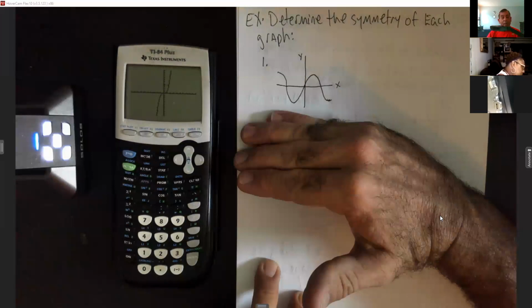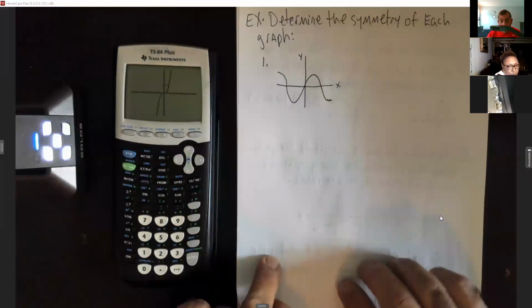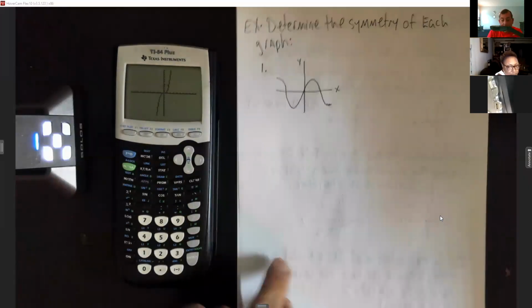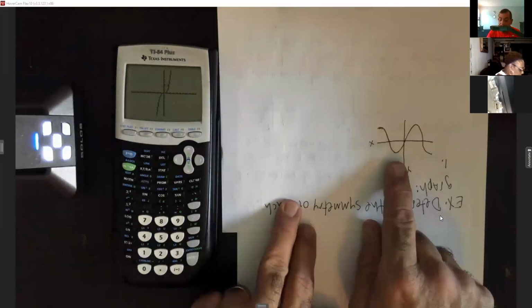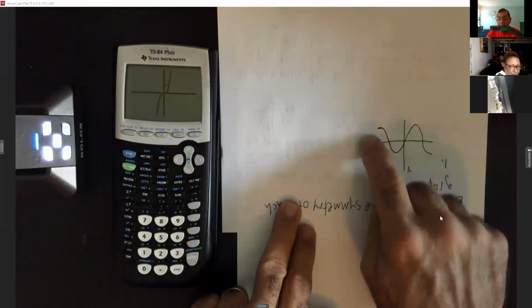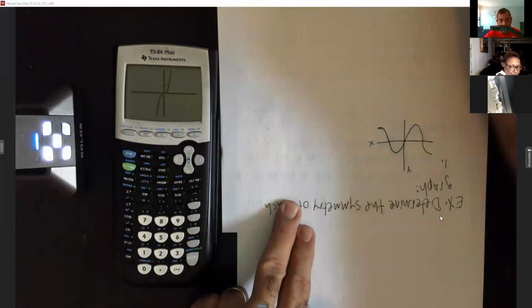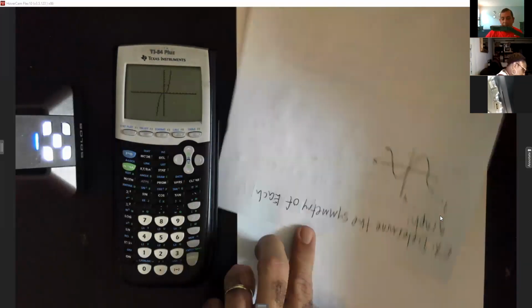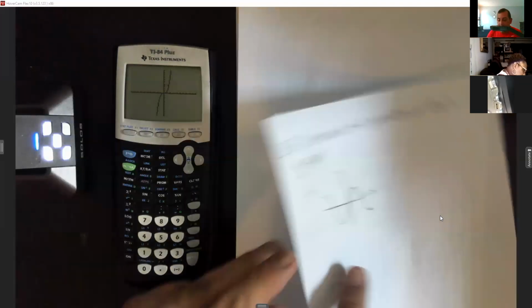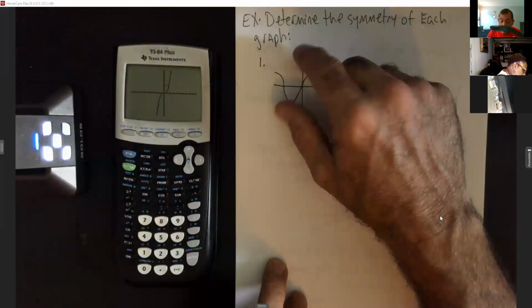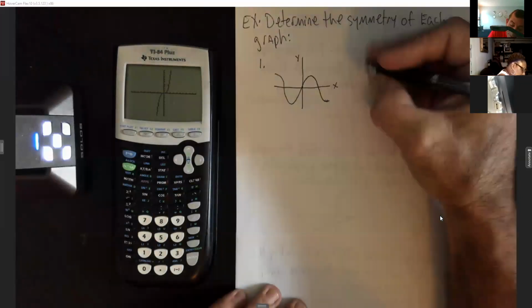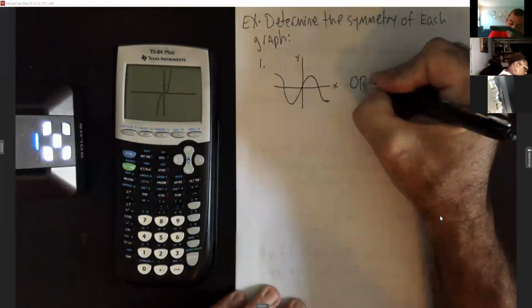So the only thing left is to check the origin. So if I rotate my graph 180 degrees, notice I still have the same picture. So since that graph looks the same when I turn it 180 degrees, this is symmetric to the origin.